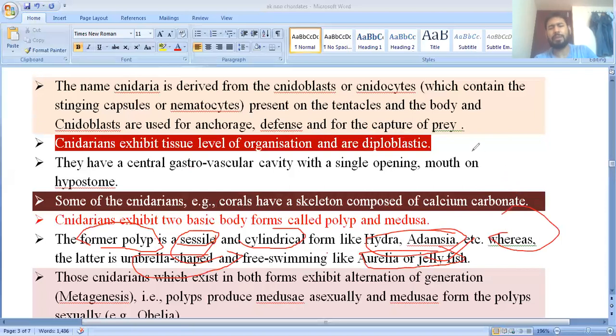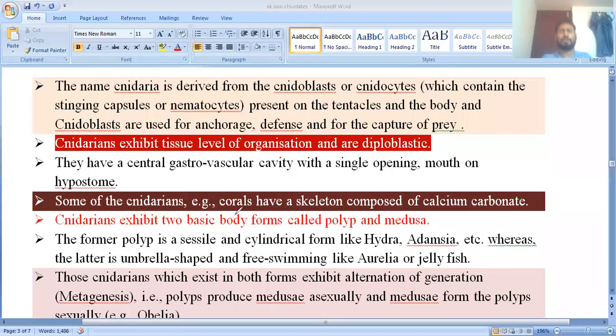One thing I have not mentioned in this slide: the statocyst is a balancing organ. They are filled with statoliths, or otoliths, and these act as a balancing organ, which is also found in Aurelia aurita. Clear? It may be asked, so what is the statocyst? The statocyst is a balancing organ.